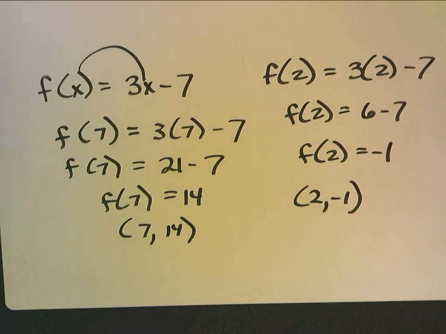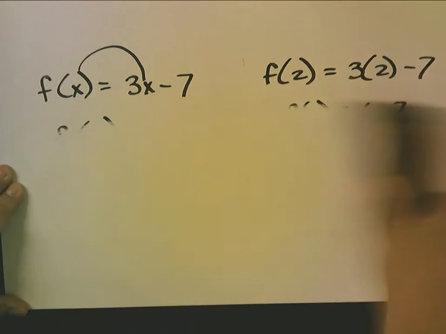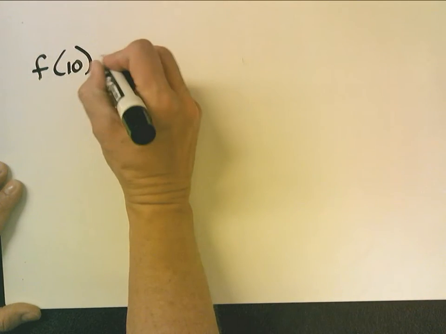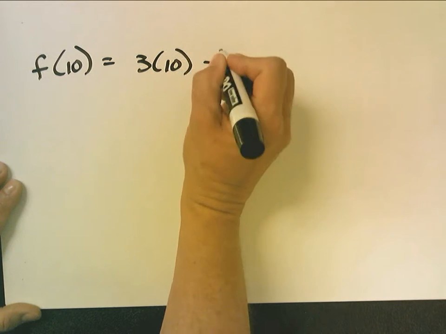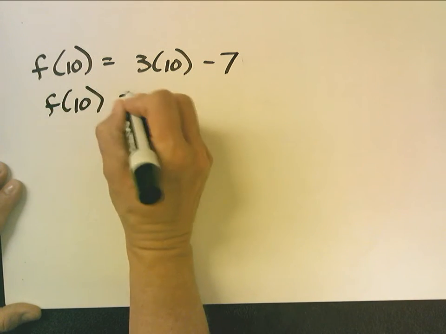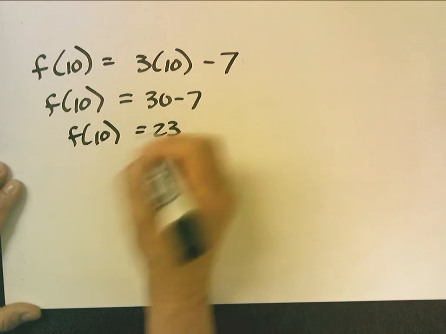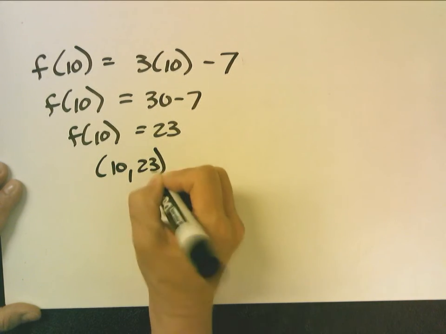So I want everyone to go ahead and do f of 10, then look at the g of x, do g of 2, g of negative 2, h of x, do h of negative 3, h of 1/2. Stop the video and do this, and start the video again after you're done. Okay, so f of 10 is 3 times 10 minus 7. F of 10 is 30 minus 7, so f of 10 is 23, as an ordered pair, (10, 23).